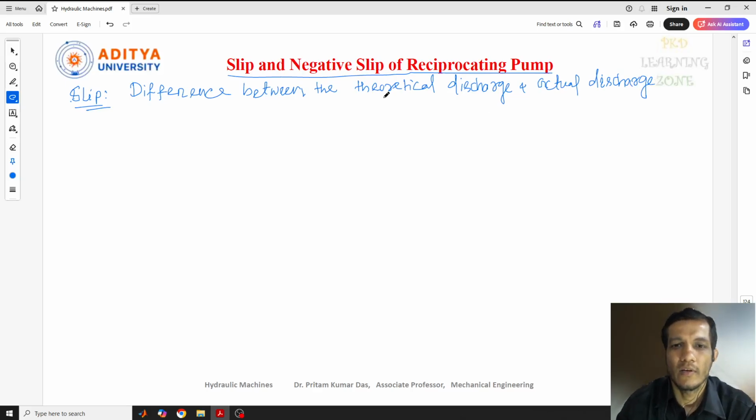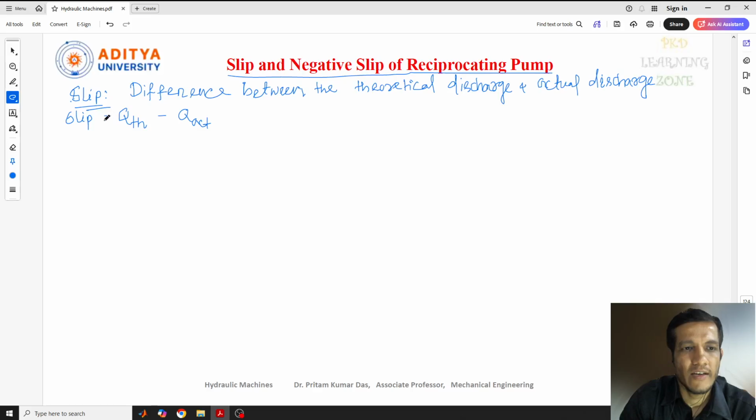Some change of value will be there. How the change comes and why it is happening, I'll tell you. So as per this definition, slip is the difference between the theoretical discharge and the actual discharge. Theoretical discharge we mark as Q_th, and actual discharge is marked as Q_actual, or you can write Q_act. So slip equals Q_th minus Q_actual. This is the formula.